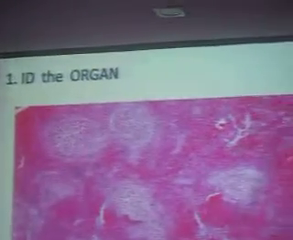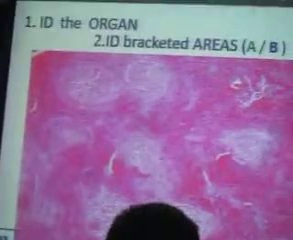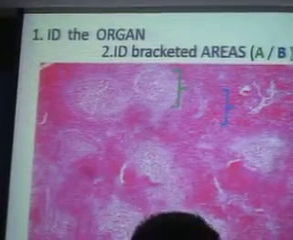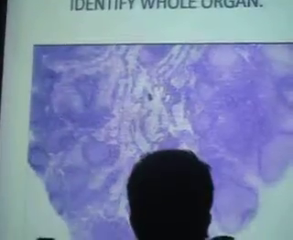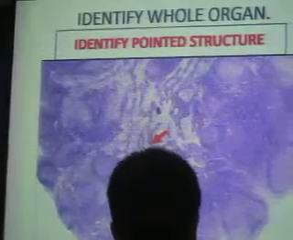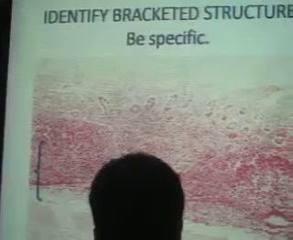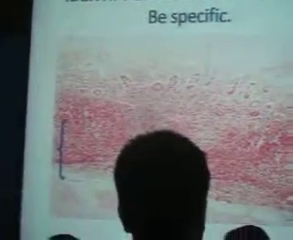Identify the organ. Spleen. You have the white part, the red part. Identify the bracketed areas. The green, white part, the blue, red part. Okay. Identify the organ. Lymph node. You have the cortex and the medulla with medullary cords and space and sinuses. Identify pointer structure. Medullary cords. Identify bracketed structure. Be specific. Identify bracketed structure. Peyer's patches.